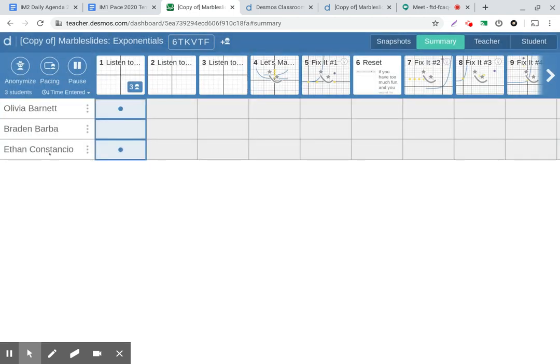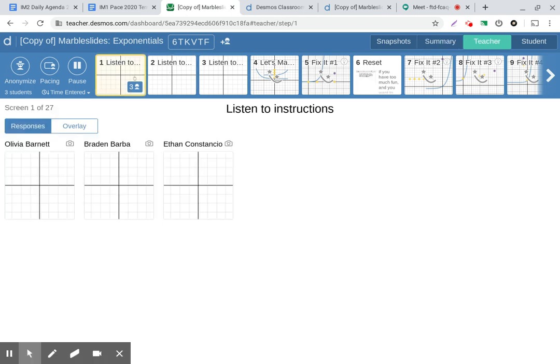So I got Olivia, Braden, Ethan. So 3 of us today. That is going to be weird. It's the lowest number ever. Okay. Tyler, are you in? You should be in there.